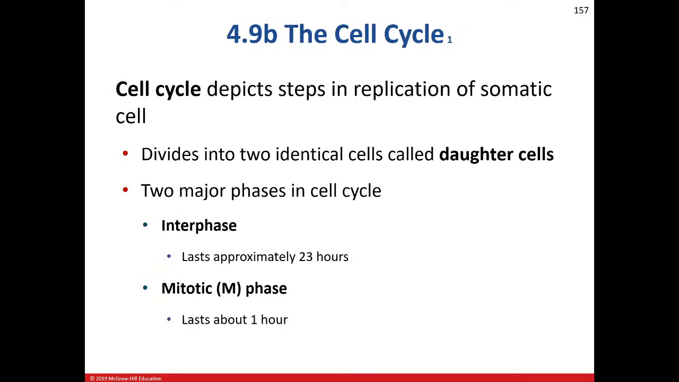All right, so the cell cycle depicts steps in the replication of the somatic cell. And the somatic cell will divide into 2 identical daughter cells. There are 2 major phases in the cell cycle, interphase and the mitotic phase. Interphase lasts approximately 23 hours, whereas the mitotic phase lasts about 1 hour.